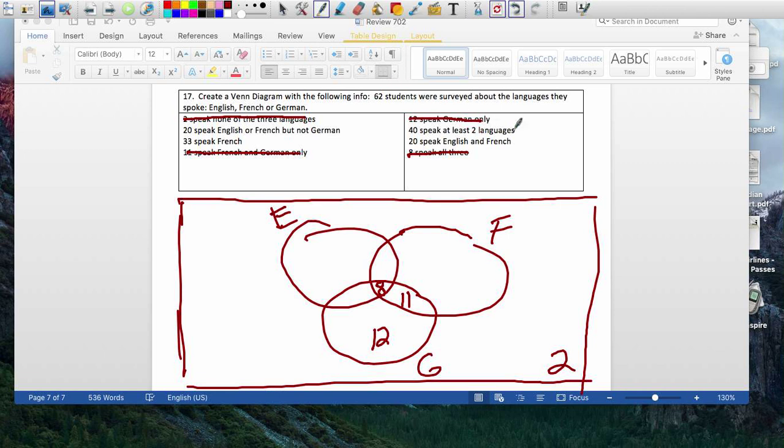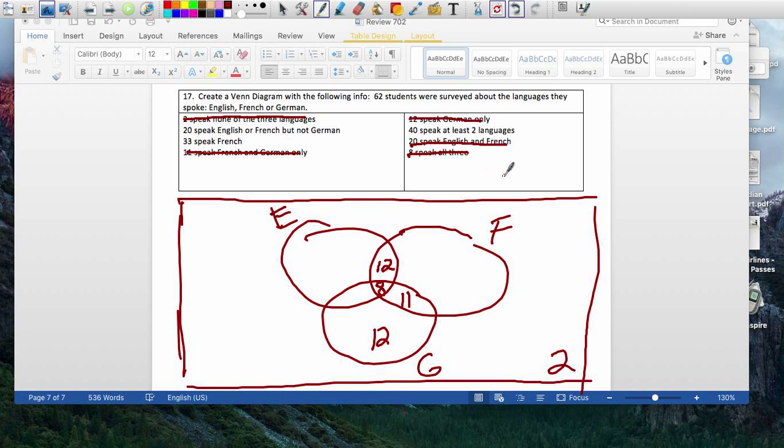So 20 speak English and French. English and French is this section here, but it doesn't say only. So if you spoke another language besides English and French, it wouldn't matter, right? It wouldn't matter because as long as you spoke English and French, that would have been fine. We're not saying only, so you're not limited to those 2 languages. I already have 8 people who speak English and French. So 20 minus 8, I need 12 more. So that 12 would go there.